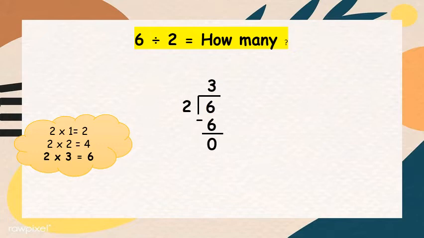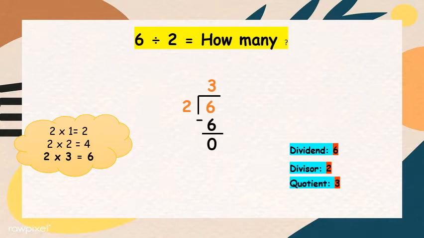So when we divide 6 by 2, 6 is the dividend, 2 is the divisor, and the quotient is 3.